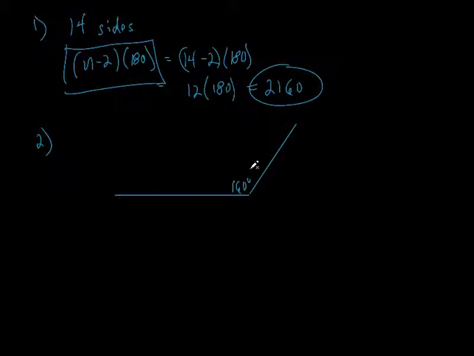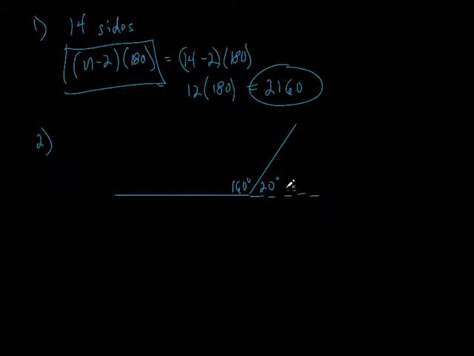Now you could do it a couple different ways. This is what I found, I think, to be the easiest as far as the arithmetic goes. What I'm going to do is actually look at the exterior angle. If this is 160, what's the exterior angle going to be? It's going to be 20 degrees because that's 180. Now, if the exterior angle is 20 degrees, what do all the exterior angles add up to be? What's the sum of all the exterior angles?